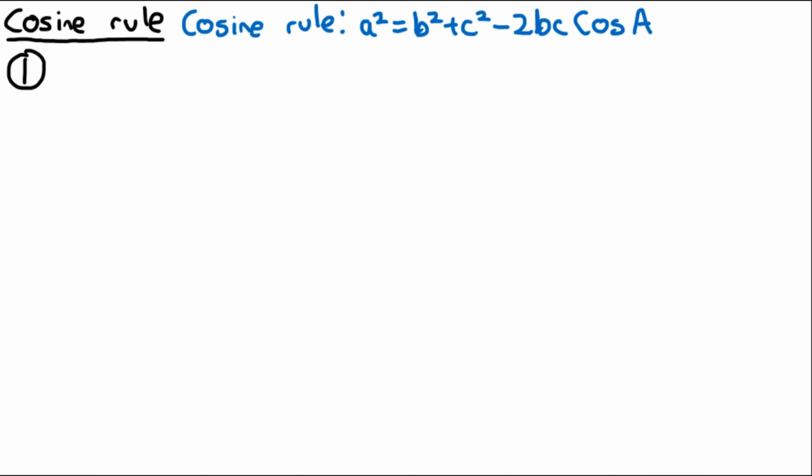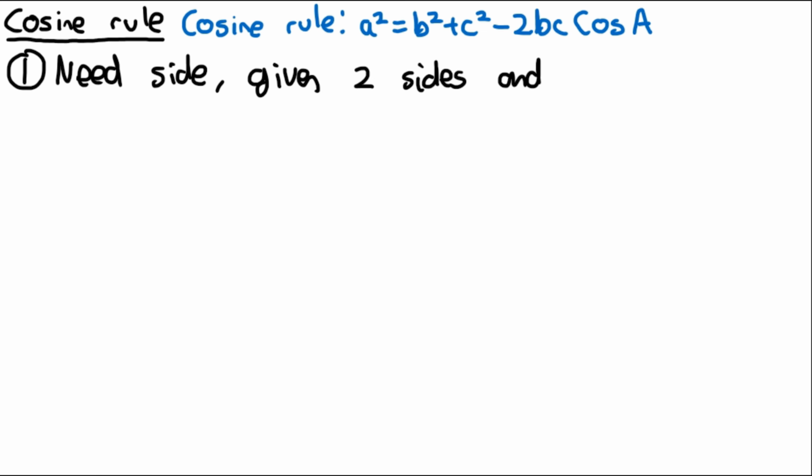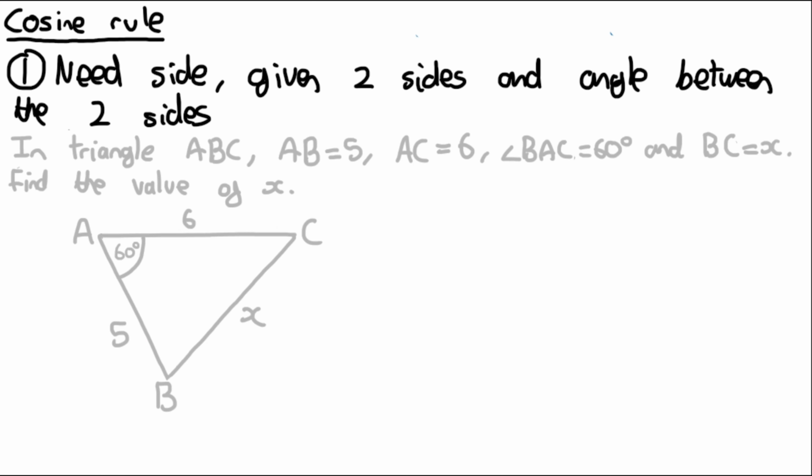The first one is when you need a side and you're given 2 sides and the angle between these 2 sides. So in this example we have the triangle ABC with the sides of 5 and 6, and we know the angle in between of 60 degrees, and we need to find the other side here, x.